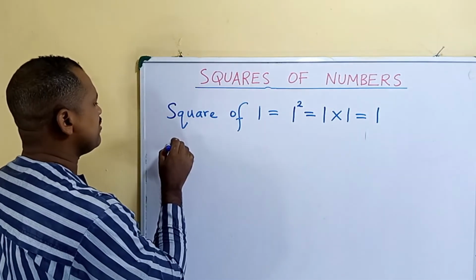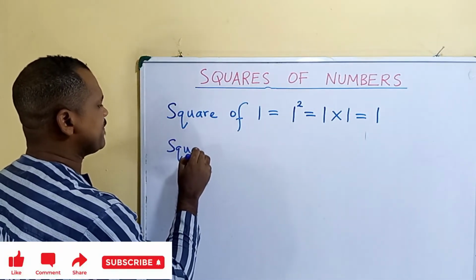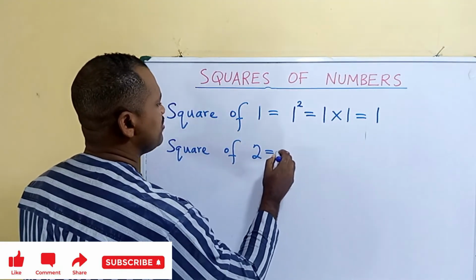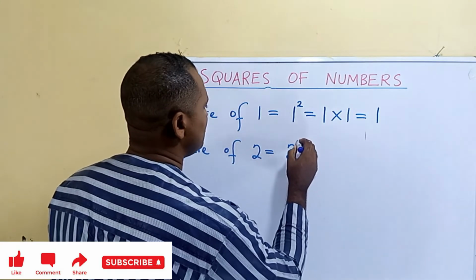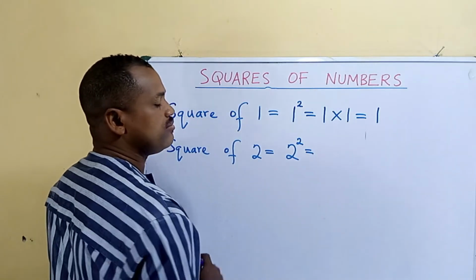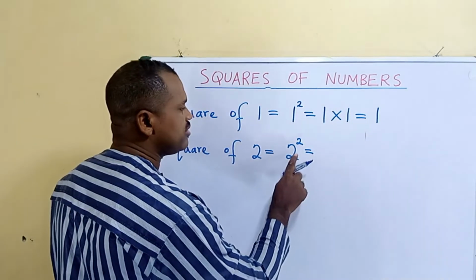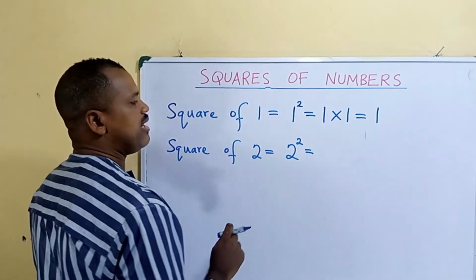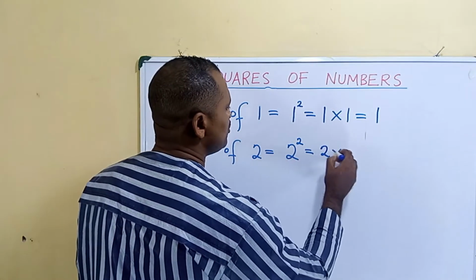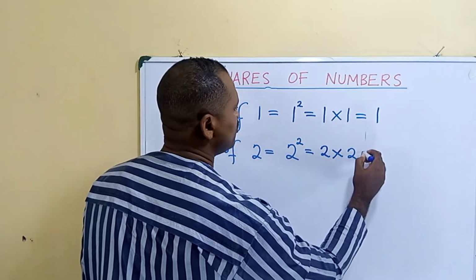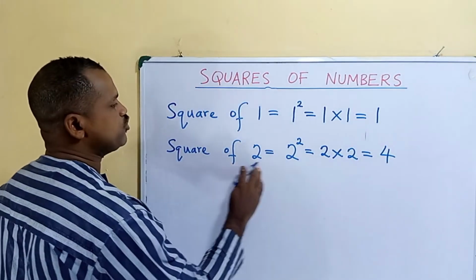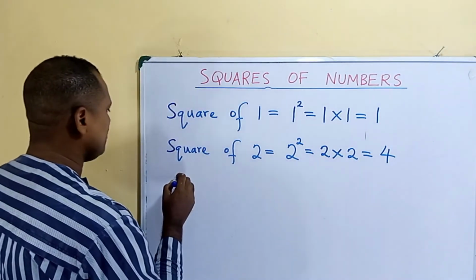So the square of 2 is written like this: 2 raised to the power of 2. And the special name for it is 2 square. This means 2 times 2. And that will give you 4. So the square of 2 is 4.